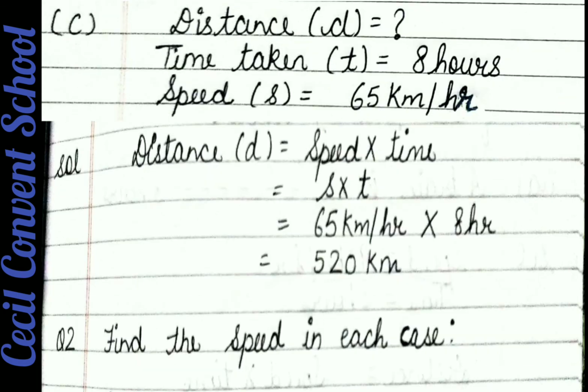Distance is given, time taken is given 8 hours, speed is given 65 km per hour. So the distance formula is speed into time. So 65 km per hour into 8 hours. When you multiply it, the answer will come 520. You can do it in a rough column also on the side. 65 you have to multiply by 8. When you multiply it, the answer will come 520, and the unit of distance is always kilometer. Clear? So that's why we write kilometer over here.